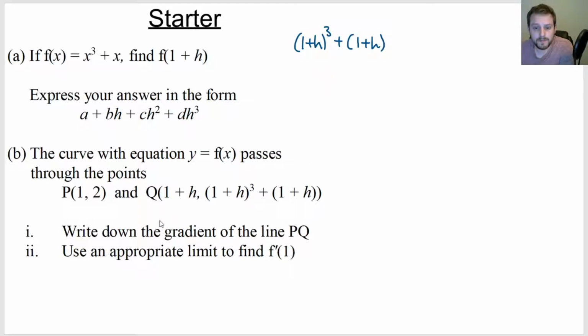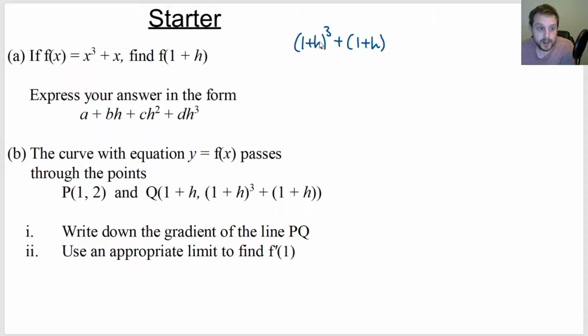The second one, the gradient between 2 points is the difference in the y numbers, take away the difference in the x numbers. Sorry, not take away. This is a terrible hint. It's the difference in the y's over the difference in the x's. And then the limit would be to take the limit as h goes to 0. Right, pause and have a go, and then when you come back I'll go through the answer. Right, here we go, here's the answer.